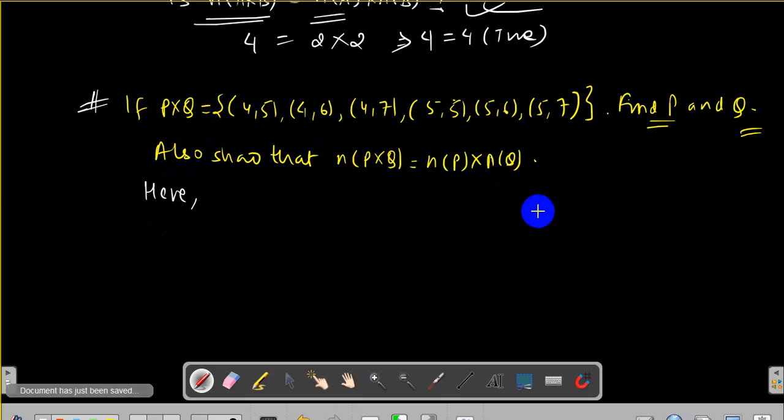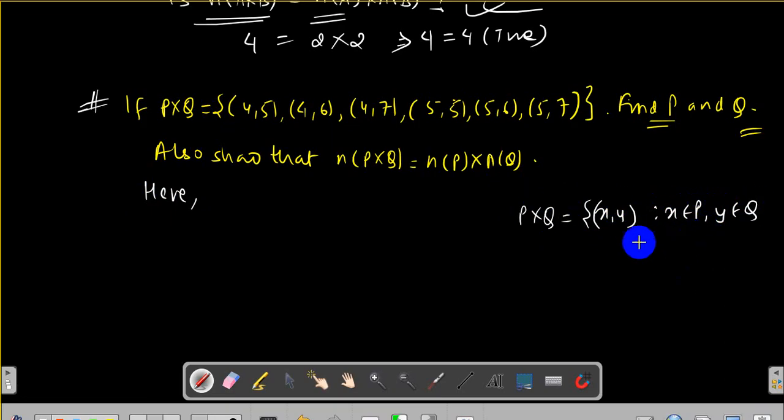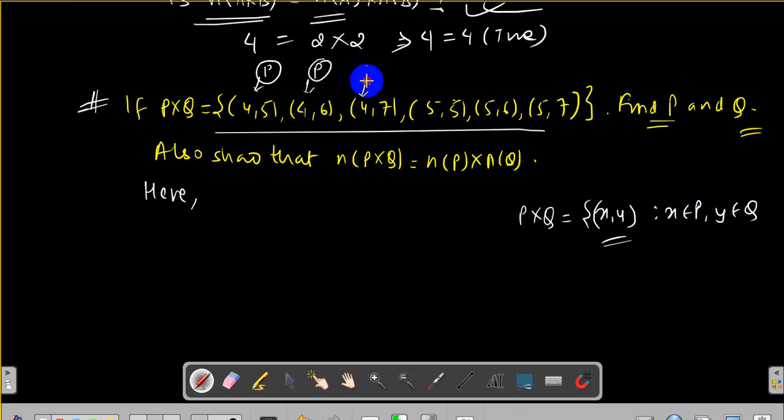How did you get this? By the set builder form, P cross Q equals the set of ordered pairs (x, y) such that x belongs to P and y belongs to Q, right? That means in all the ordered pairs of P cross Q, the first elements belong to set P. This 4 is of P, this 4 is of P, this 4 is of P, this 5 is of P, this 5 is of P, this 5 is of P.